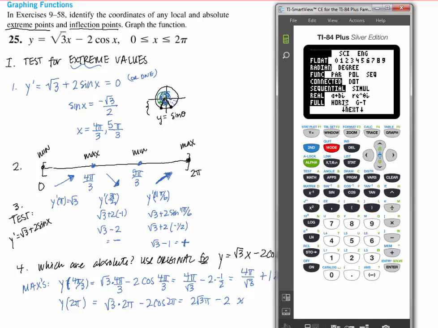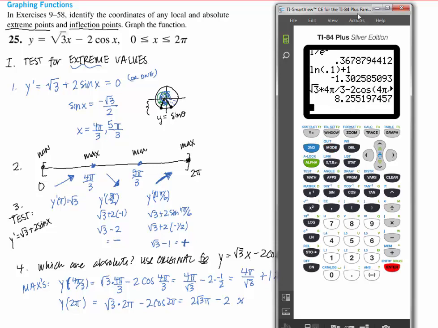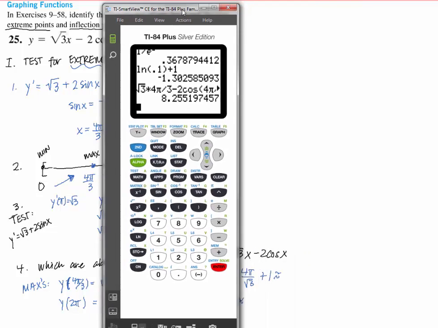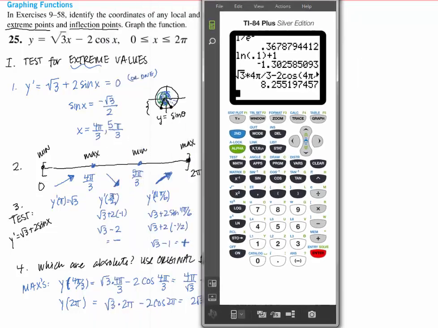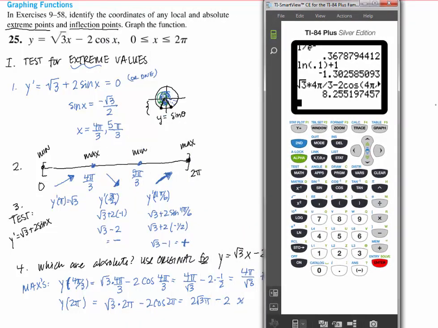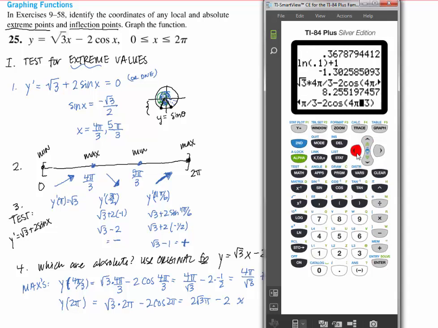Make sure your calculator's in radians, and she is, so I can evaluate this expression. 8.255. And then I need to evaluate the same function, but now at 2 pi. So you could go back up and grab it if your calculator has that function. I'm going to replace the 4 with a 2 and delete the denominator. 8.88.